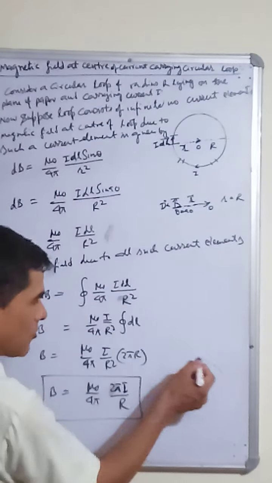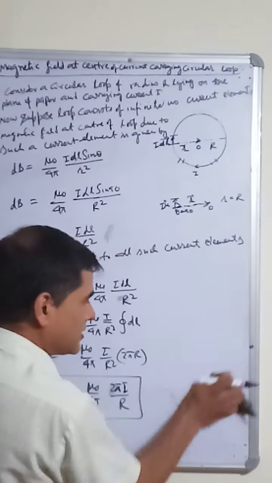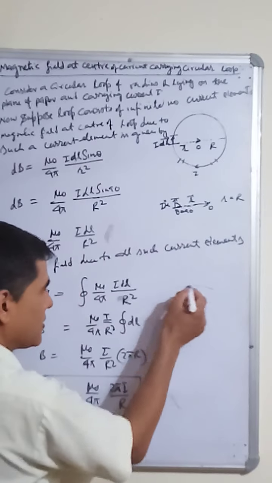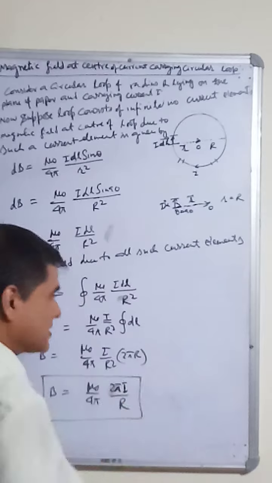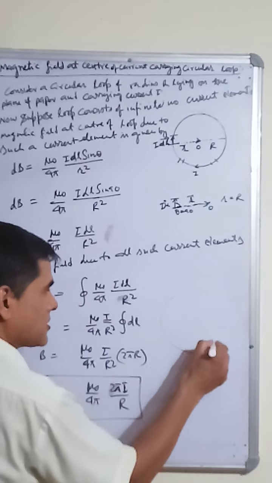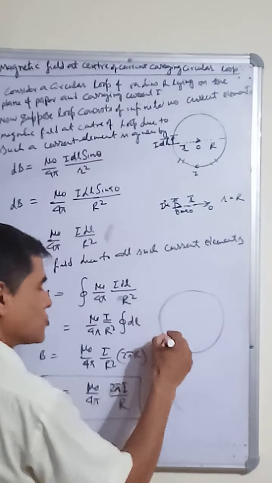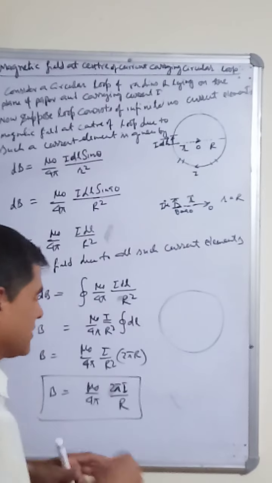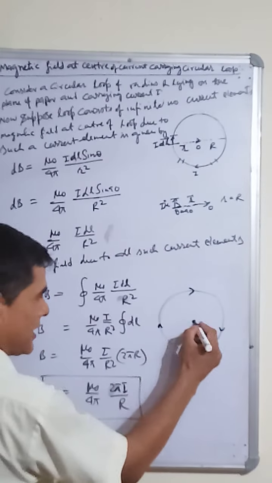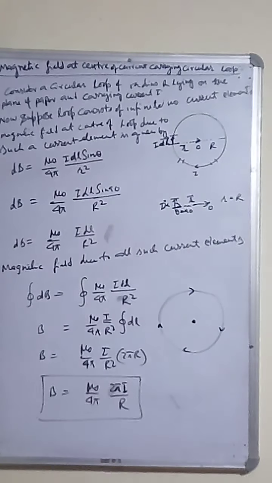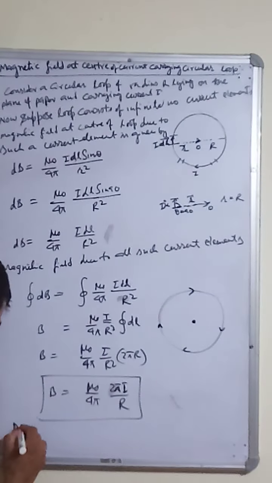Look at this one. This is the circular coil. So what will be the magnetic field at its center? It is carrying current I. So the magnetic field at its center will be mu naught over 4 pi, 2 pi I over r. Now next we have the direction.